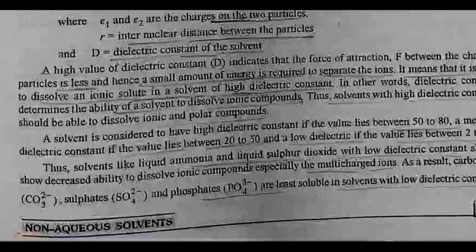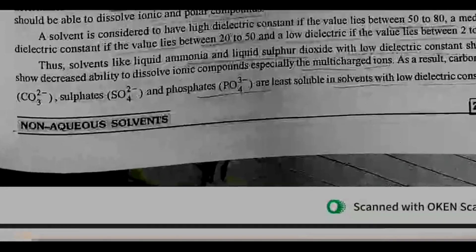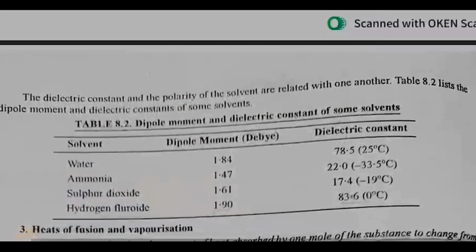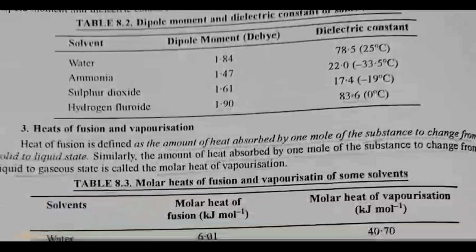20. Thus, solvents like liquid ammonia and liquid sulfur dioxide with low dielectric constant should show decreased ability to dissolve ionic compounds, especially the multi-charged ions. As a result, carbonates, sulfates, and phosphates are less soluble in solvents with low dielectric constant. The dielectric constant and the polarity of solvents are related to each other. Table 8.2 lists the dipole moment and dielectric constant of some solvents.